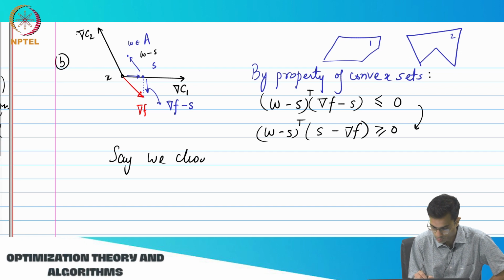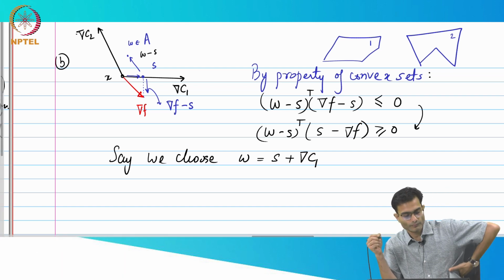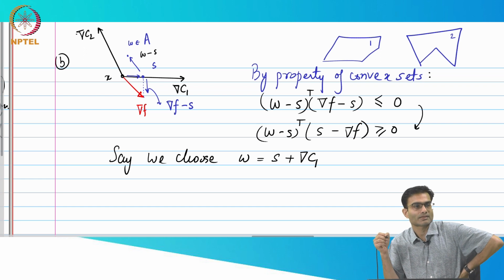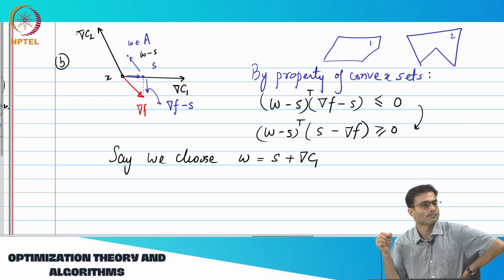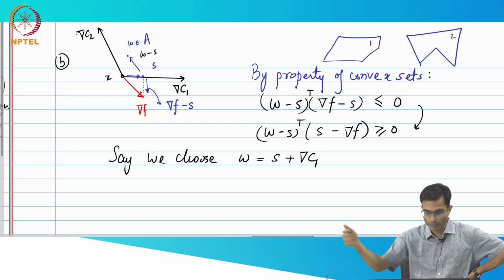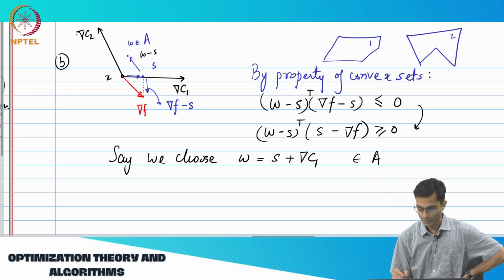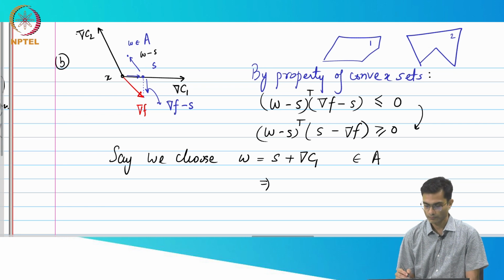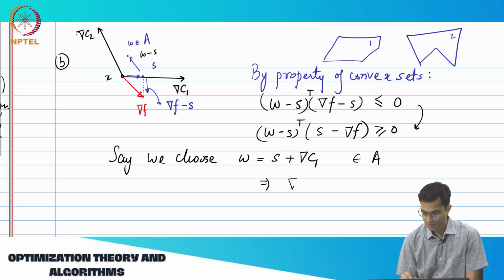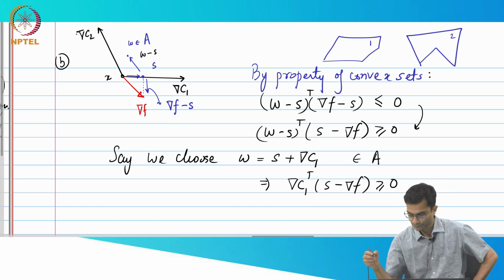Say we choose W equal to S plus grad C1. Will that still be in A? Clearly, in fact, in this example, grad C1 and S are along the same line. So I have chosen a legitimate W. It belongs to the cone A. If I choose W in this way, what happens to my inequality? The first term becomes grad C1, that's all that is left. W minus S is equal to grad C1. So this becomes grad C1 transpose S minus grad F greater than or equal to 0.